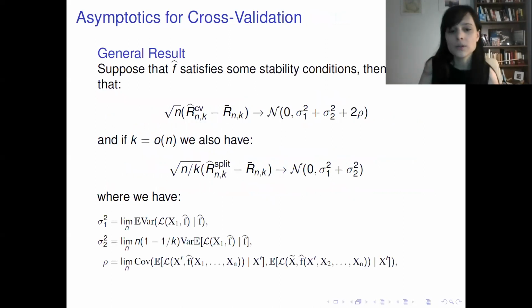So this is our general result. Here we work under certain stability conditions for my estimator that control how much and how my estimator depends on each individual observation.